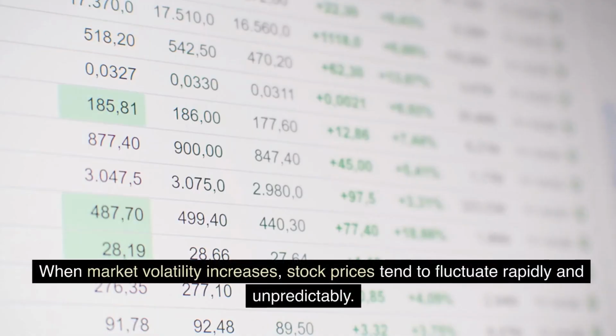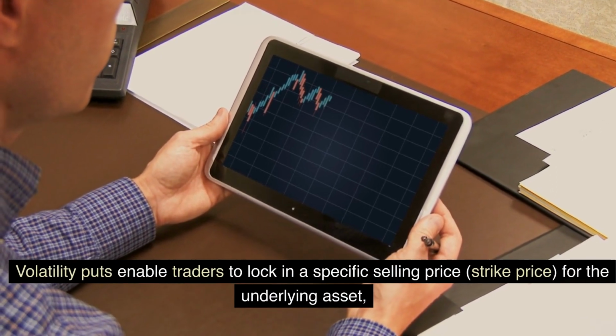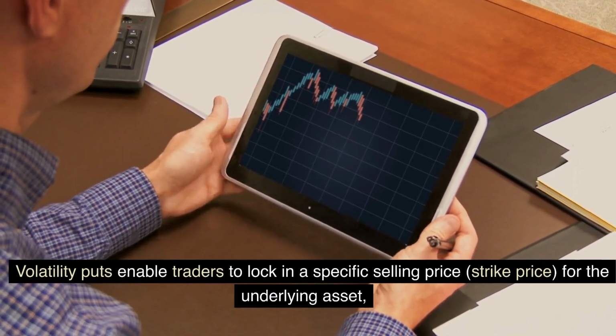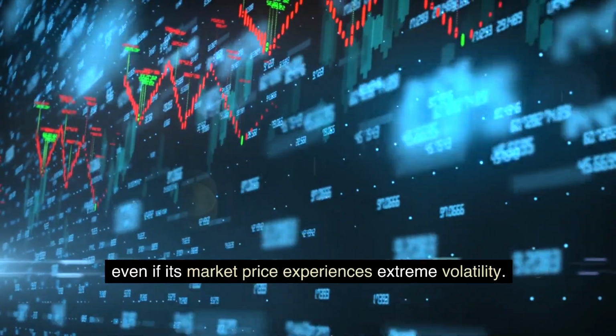When market volatility increases, stock prices tend to fluctuate rapidly and unpredictably. Volatility puts enable traders to lock in a specific selling price, strike price, for the underlying asset, even if its market price experiences extreme volatility.